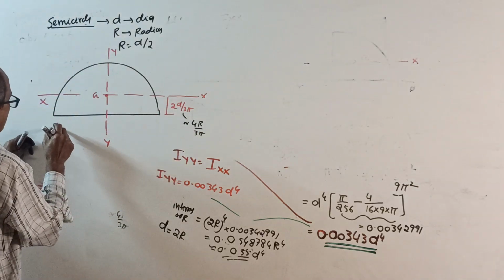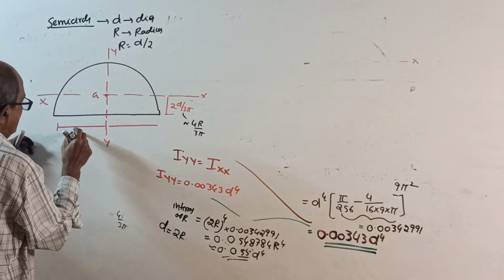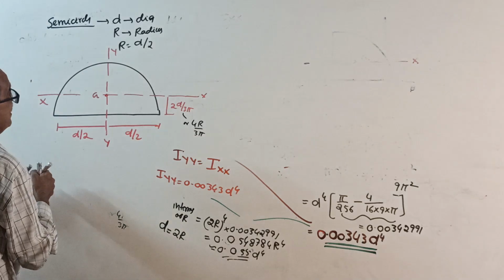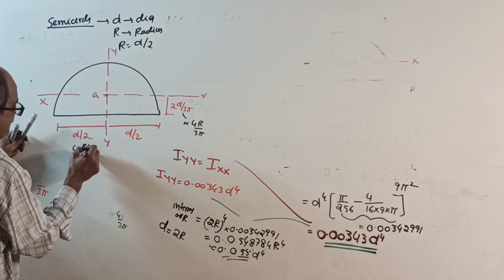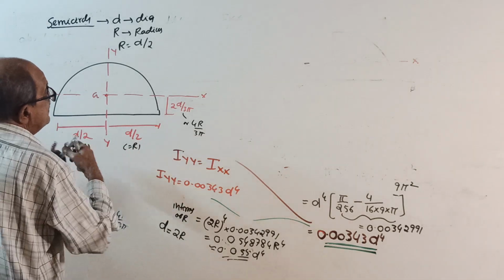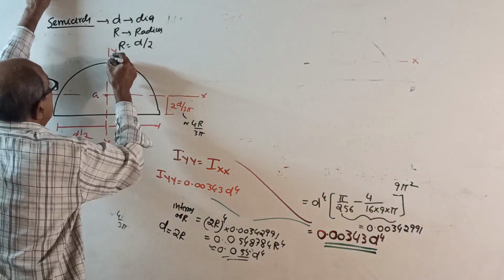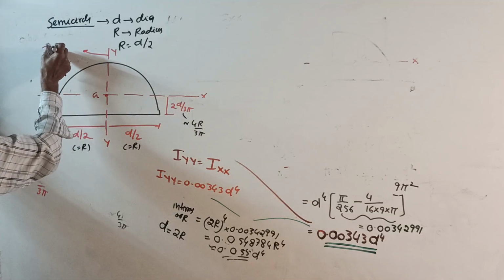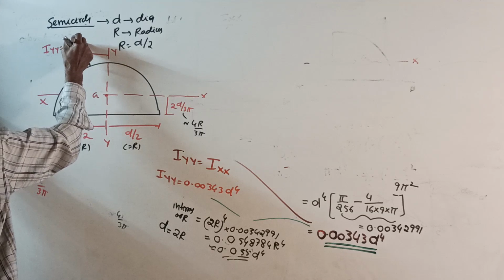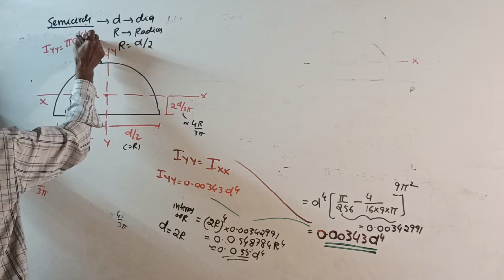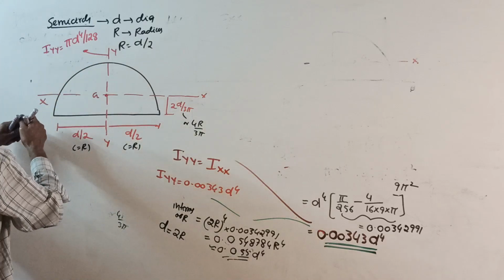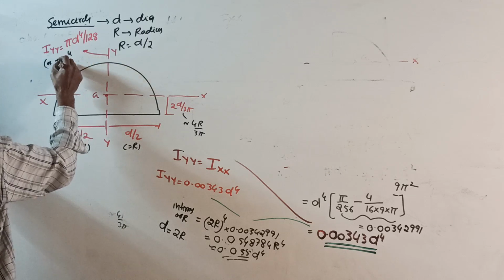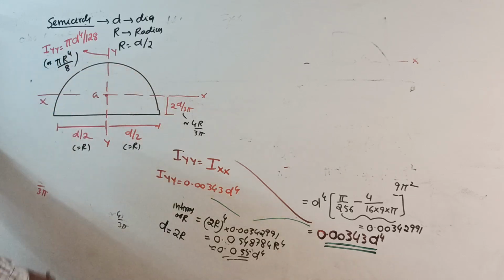And this is exactly the center, diameter by 2, or you can say equal to radius here. First Iy, see. Iy is pi d power 4 by 128 in terms of diameter, or pi r power 4 by 8 in terms of radius.